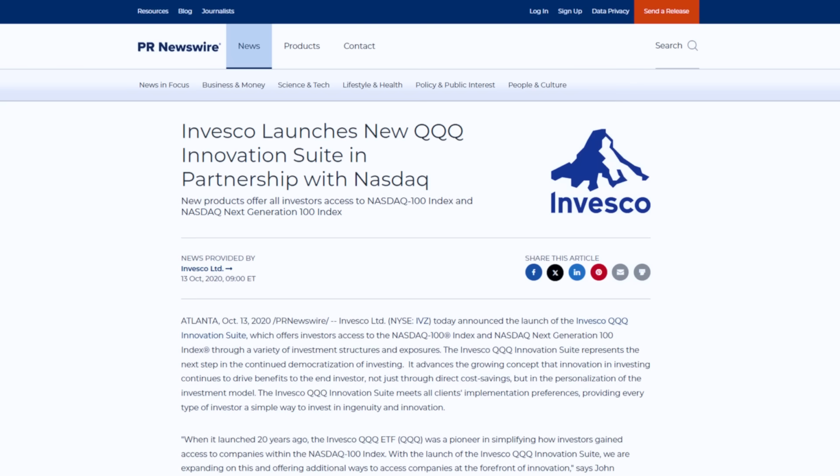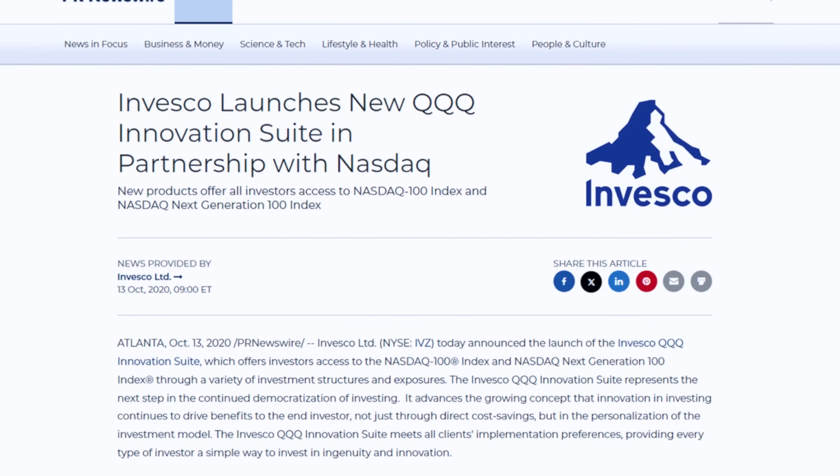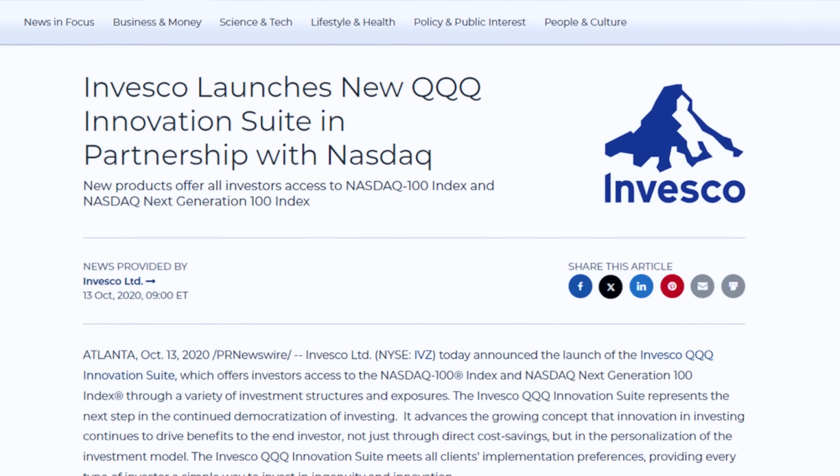However, with more and more ETFs offering lower and lower fees, Invesco decided to launch QQQM back in 2020 in order to stay competitive while not giving up on its QQQ cash cow.